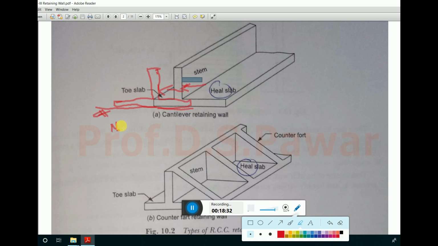Okay, this depends upon the value of mu, the coefficient of friction between the concrete and soil. Okay, and this force, the horizontal pressure, the horizontal force which you have calculated, is going to push this retaining wall towards the soil.